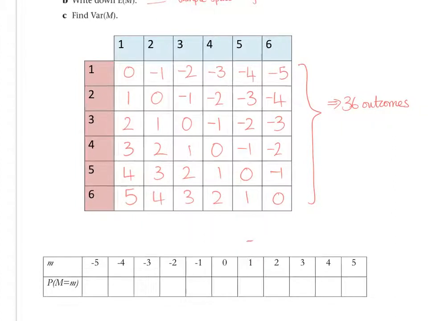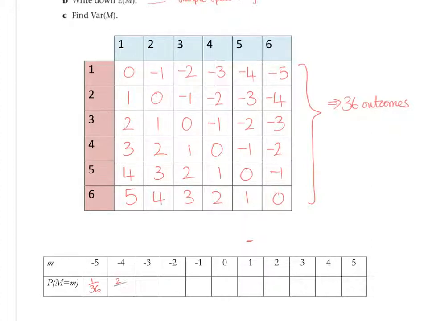So we can see there it runs from -5 all the way up to 5. So we want the probabilities for each of those. So that's the case of looking at the table and seeing how many outcomes that we've got. So -5 only happens once, so it's 1 out of 36.